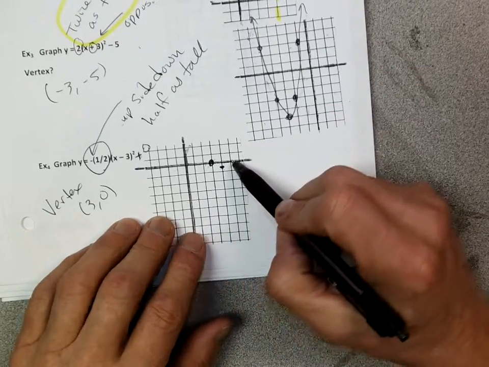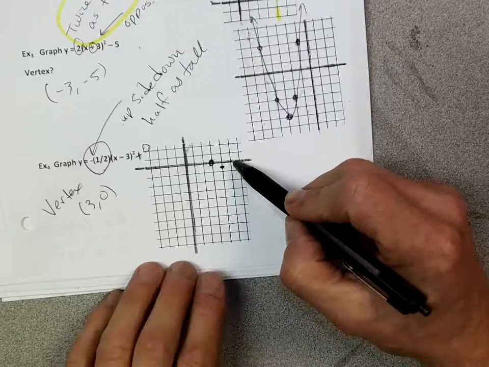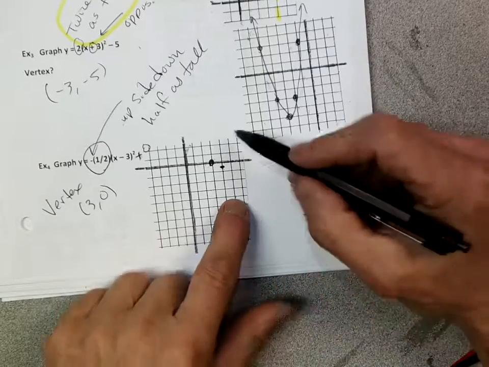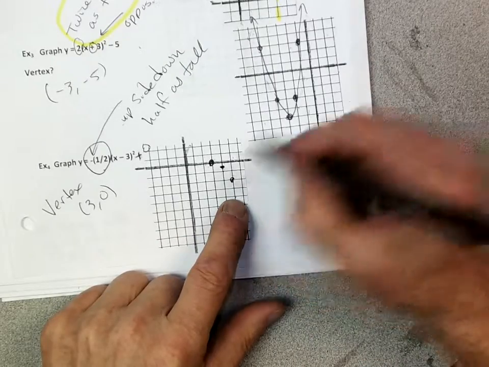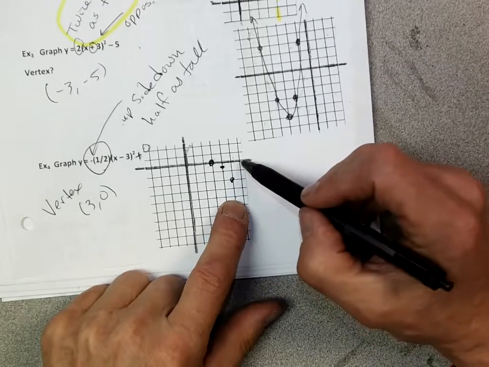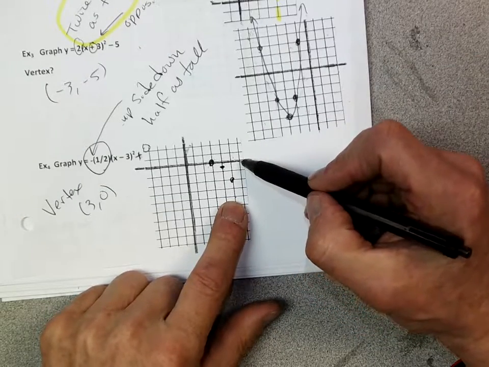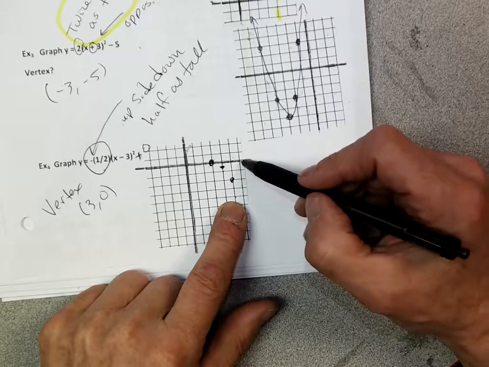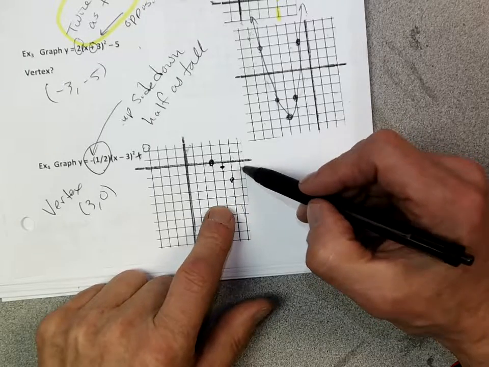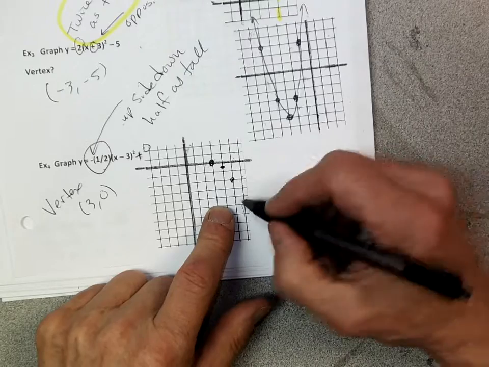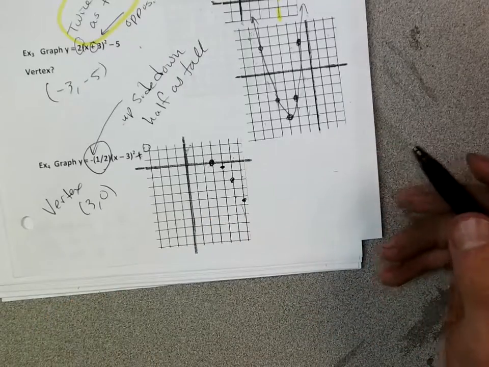Over 1, down 1/2. 1, 2. 2 squared is 4, but I'm not going to go 1, 2, 3, 4. I'm going half of that. So I go 1, 2. Then 1, 2, 3. 3 squared is 9, so I'm not going to go down 9. I'll go half of 9, which is 4.5. And of course, it's symmetrical, isn't it?